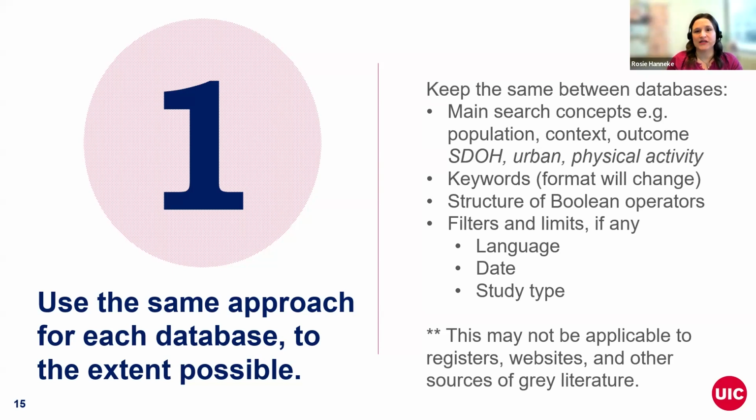And one caveat for today's webinar is that we are talking about standard bibliographic databases like you would find to be searched through the UIC library. And these principles aren't always applicable to trial registers, websites, and other types of gray literature sources that you might be searching for your review. The next webinar in this series will cover searching gray literature sources.